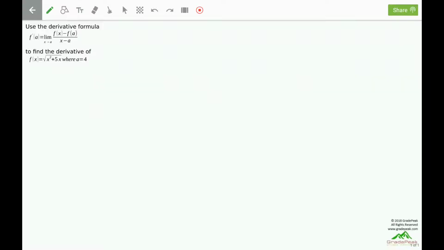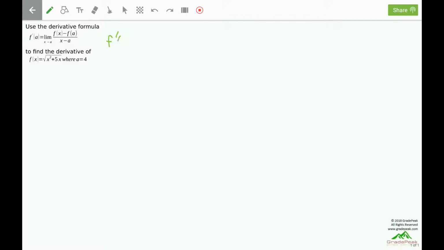Use the derivative formula. F prime of a equals the limit as x goes to a of f of x minus f of a over x minus a, to find the derivative of f of x equals the square root of x squared plus 5x, where a is going to be a 4.